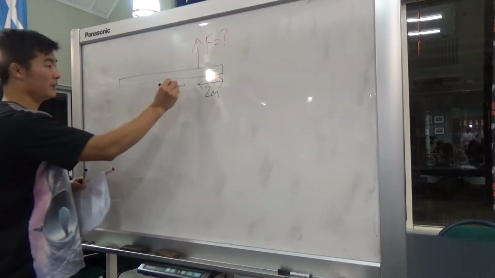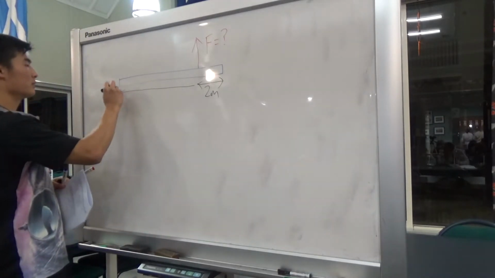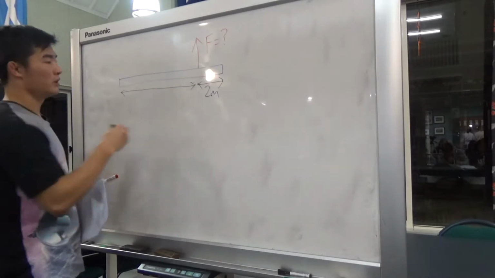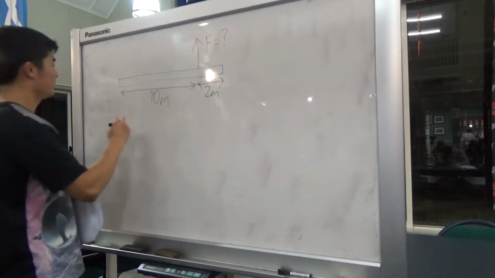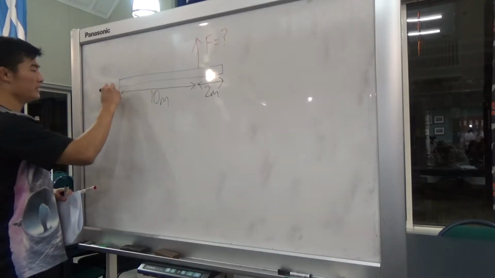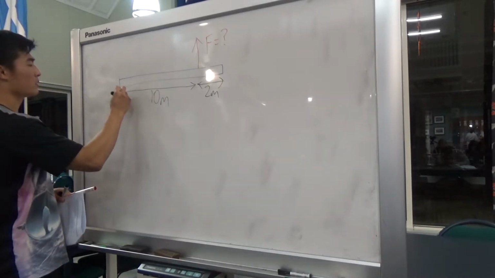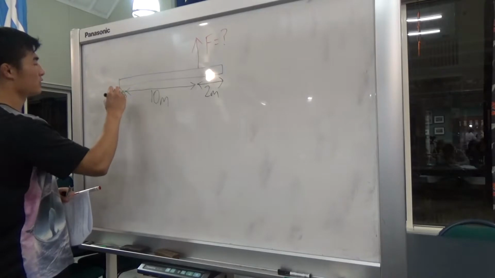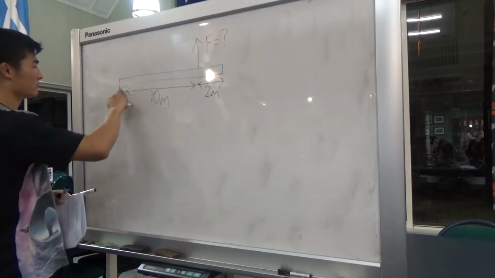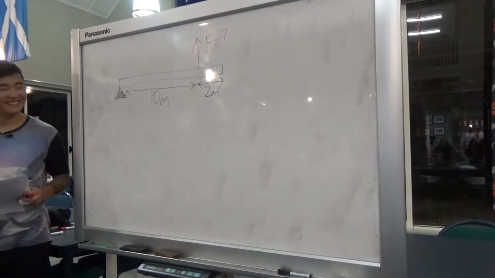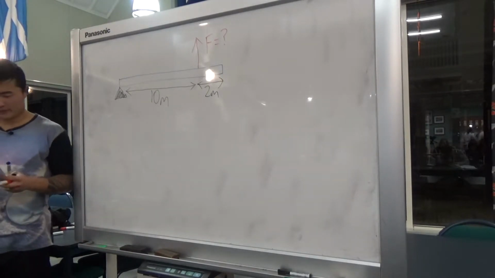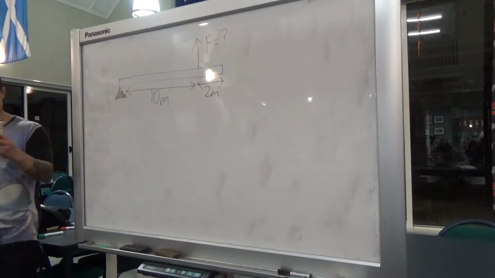And because the plank is 12 meters long, that means it's going to be 10 meters from the other end, which is our fulcrum. Okay. All right. So we'll place the fulcrum at the other end.